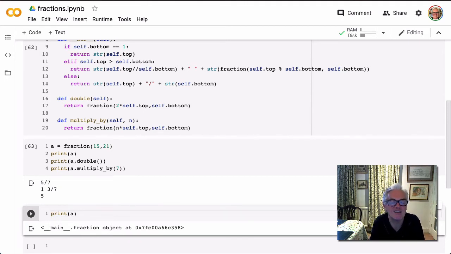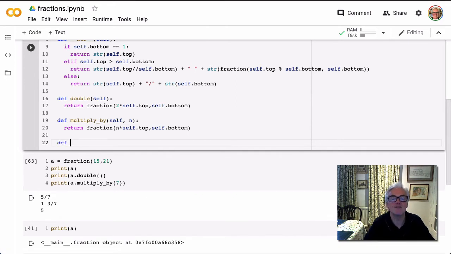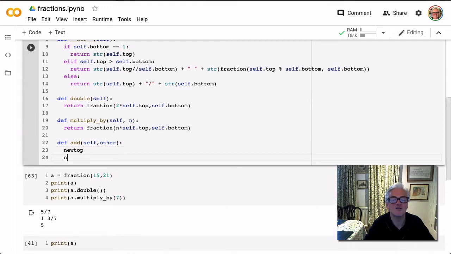Now the multiply by and the double, that's helpful, but it's not really implementing fractions as a whole new data type. So let's see what we can do about that. So let's start by defining addition here. So I can define addition as taking two fractions, the self and the other. It's very philosophical, isn't it? How are we going to add two fractions together? Well, we are going to work out a new numerator, so new top, and a new denominator, new bottom.